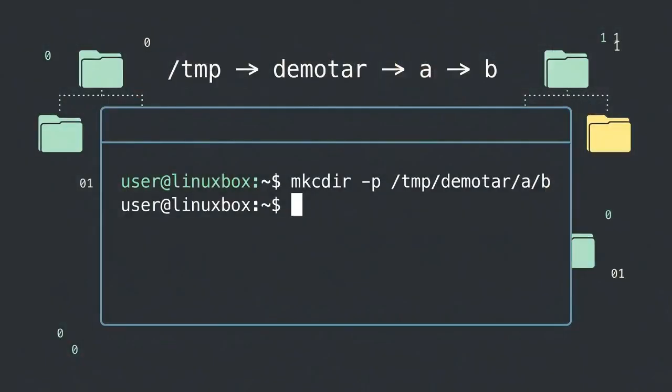First, you create a working directory tree with a nested folder structure. The command mkdir -p /tmp/demotar/a/b builds the path /tmp/demotar and creates the nested a and b directories in a single operation, leaving the prompt ready for the next instruction without printing any output.